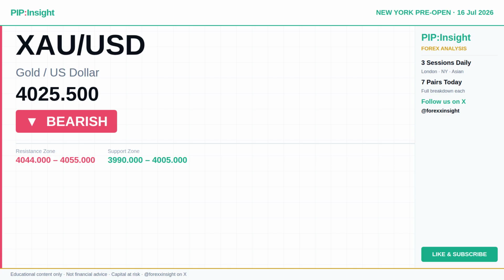Now, the fundamental picture matters here. We have retail sales, core retail sales, Philly Fed, and unemployment claims all dropping at 8:30 Eastern, a data cluster that could move the dollar sharply. Stronger than expected data typically strengthens the dollar and pressures gold, while disappointments could offer relief. With 2 Fed speakers later in the session, rate narrative risk stays elevated throughout the day.